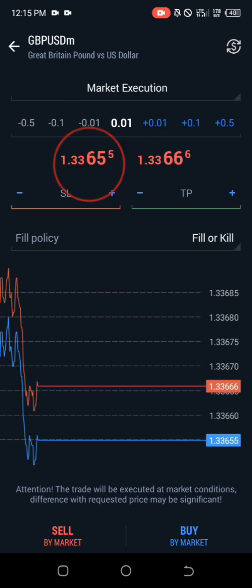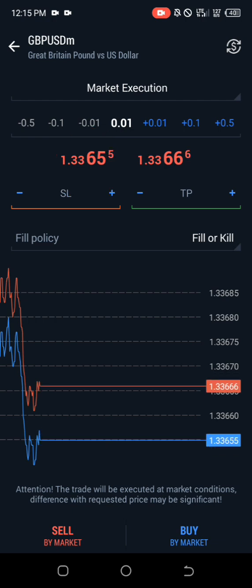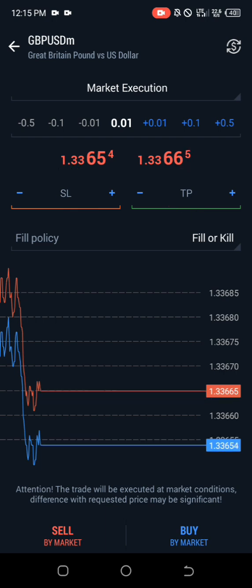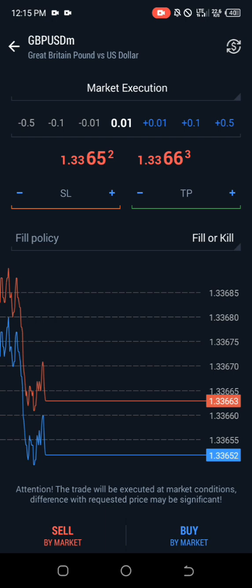We call it CMP, current market price. So this is the price. Then you input your stop loss and take profit. That is for market execution. That is, you want to buy now. It is the easiest one to understand. So you click on buy or you sell. Now click on market execution.